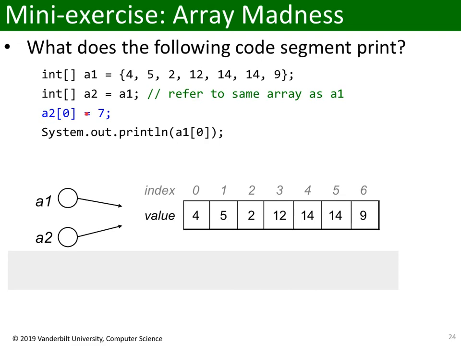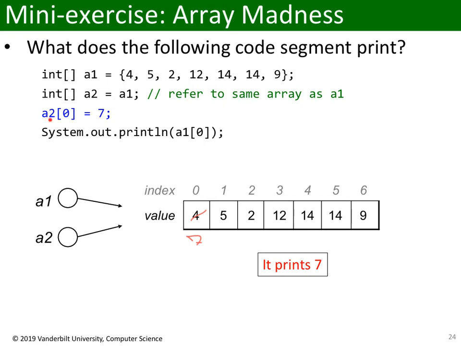Then we execute this line in blue. We assign the value 7 to element 0. So now, when we print out A1 element 0, what should be printed? It prints 7. The reason is because both of these variables contain the same address. They're both looking at the same object.